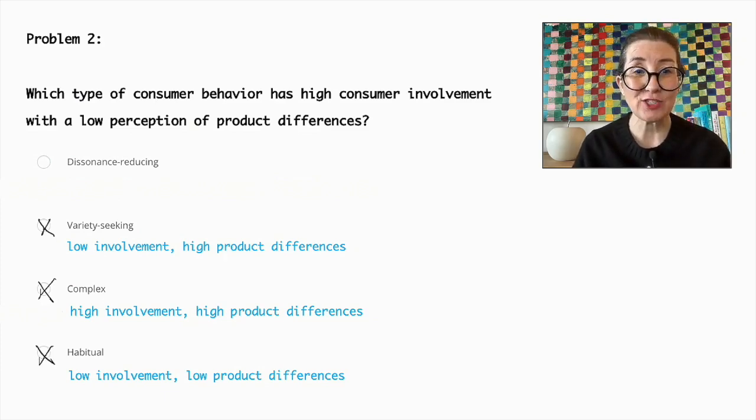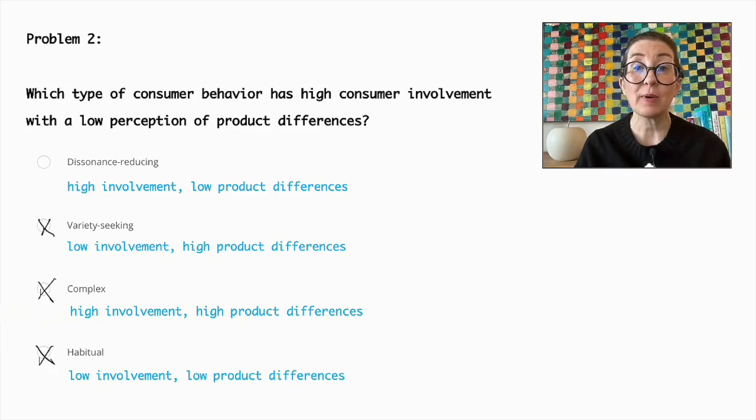The correct answer here is dissonance-reducing behavior, which occurs when consumers are highly involved but perceive low differences between products, leading to careful choices to avoid regret. Thus, dissonance reducing is the correct answer.